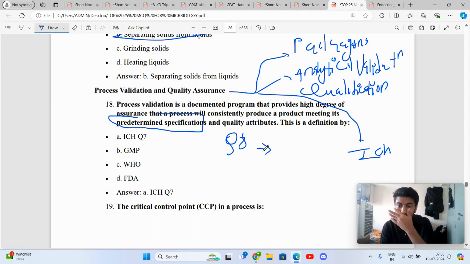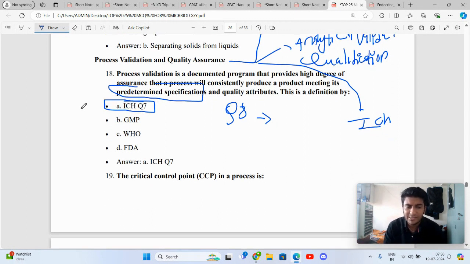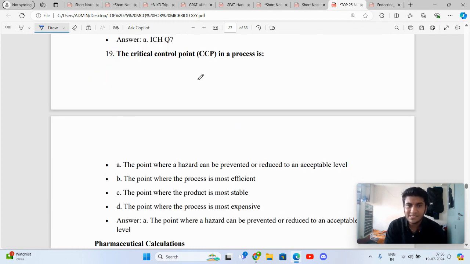Is it? Let me know in the comment section which of the following ICH guidelines is for quality management system, which one is for pharmaceutical development system, and which is for risk management system. And is Q7 related to good manufacturing practices and high degree of assurance because of predetermined specification? Let me know. So the right answer becomes A, the CCP.